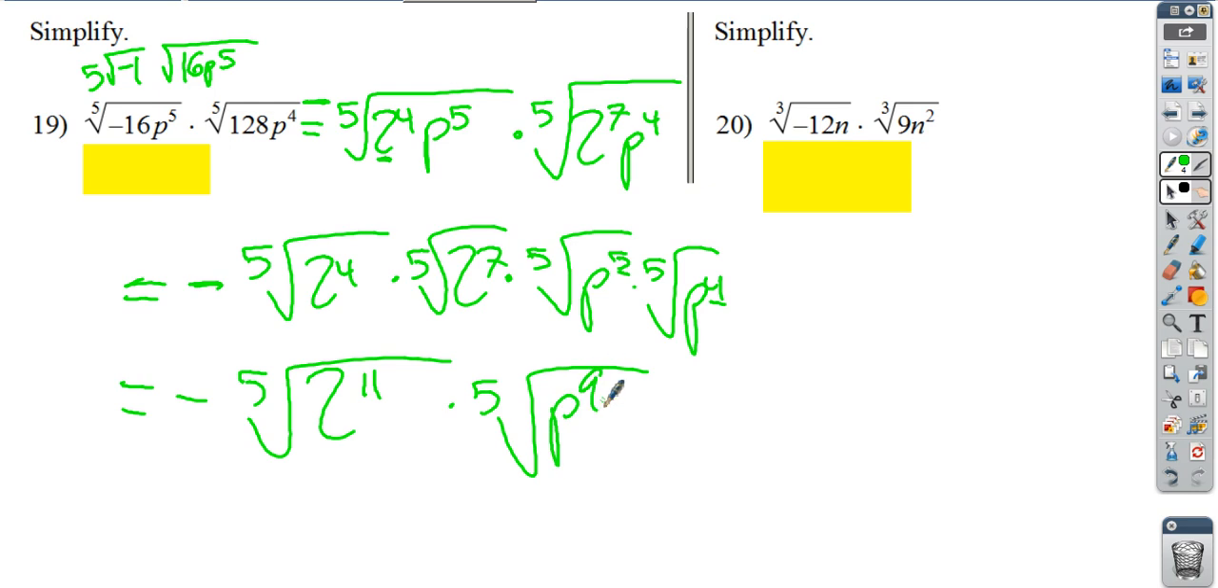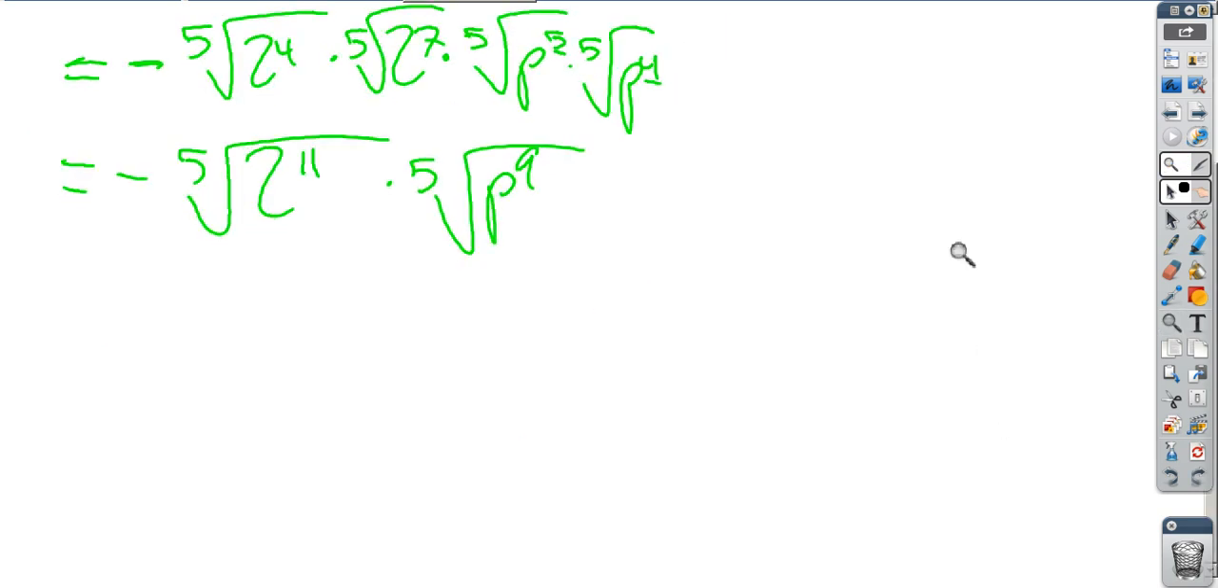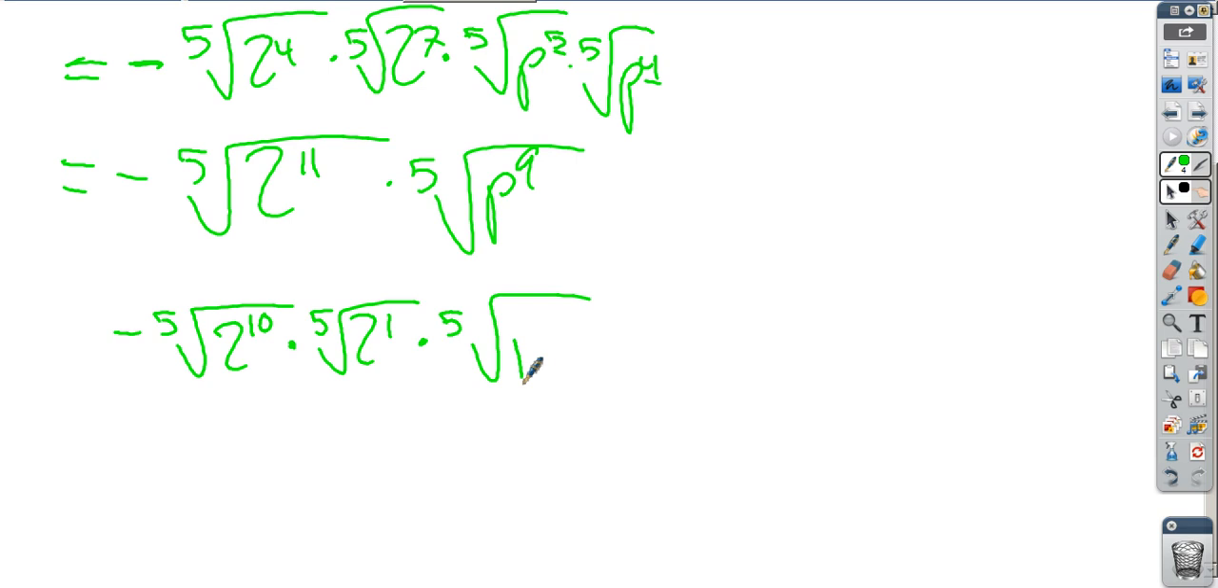Okay, now, last thing we want to do is just separate this in such a way that we can pull out powers of 5. So the closest multiple of 5, I should say, is 10. So 2 to the 11th is the same as 2 to the 10th times 2 to the 1st. And how about for the p's? Well, p to the 9th, we kind of could have done it up here at this point. P to the 9th is the same as p to the 5th times p to the 4th.